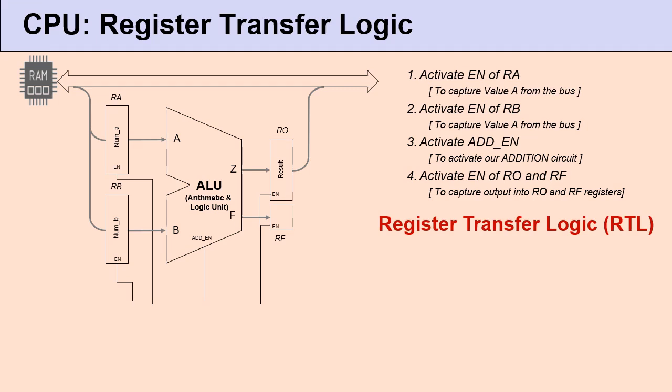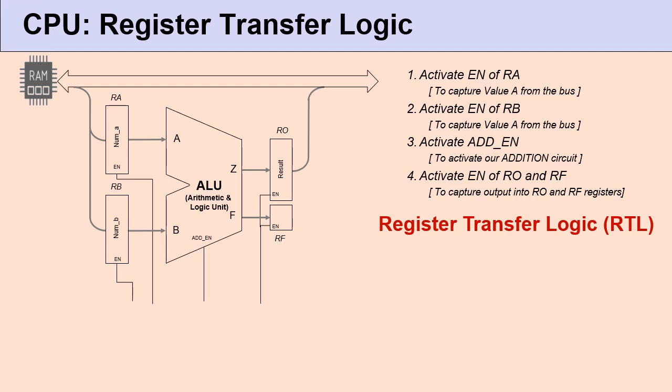They essentially describe the sequence of activities and how data is transferred from one place to another while being processed. Each instruction will have its own RTL logic or RTL sequence. The number of steps in the RTL sequence can differ from one instruction to another.